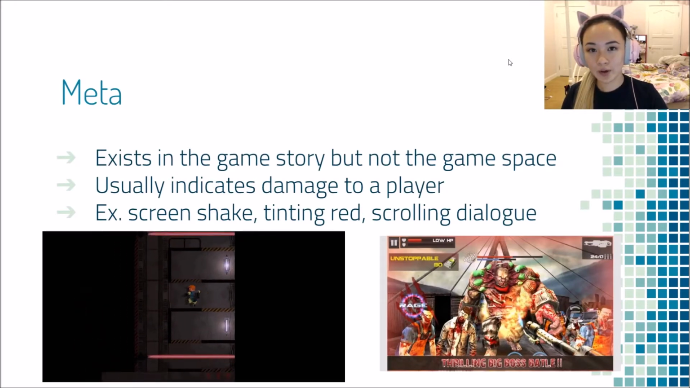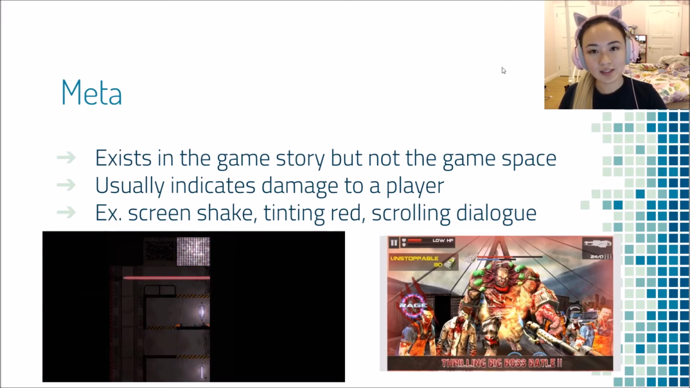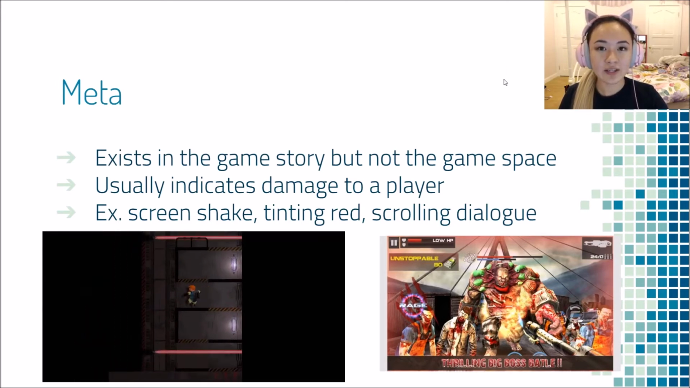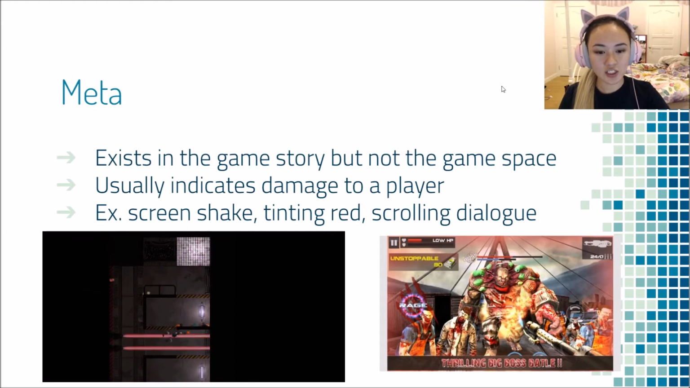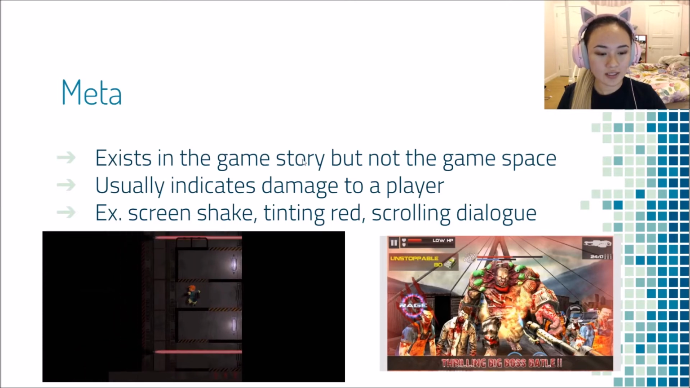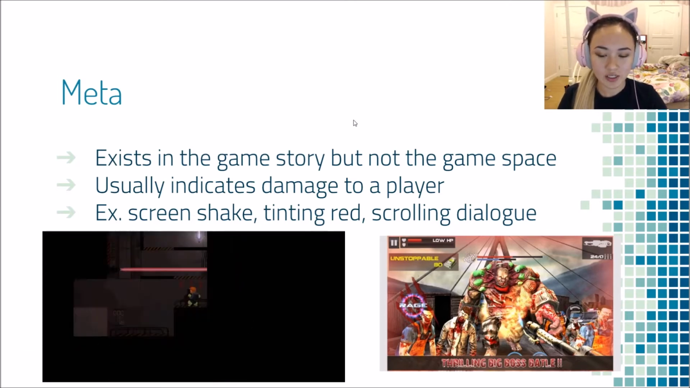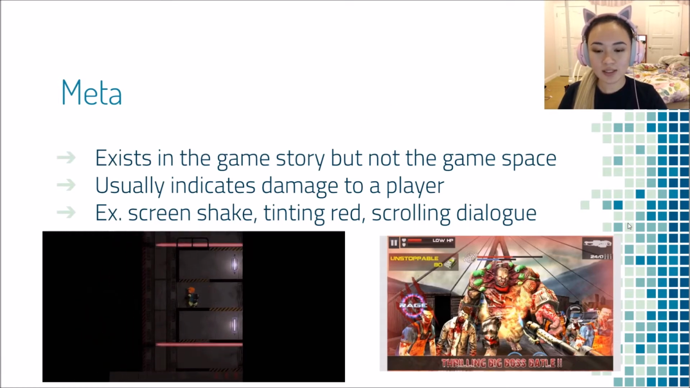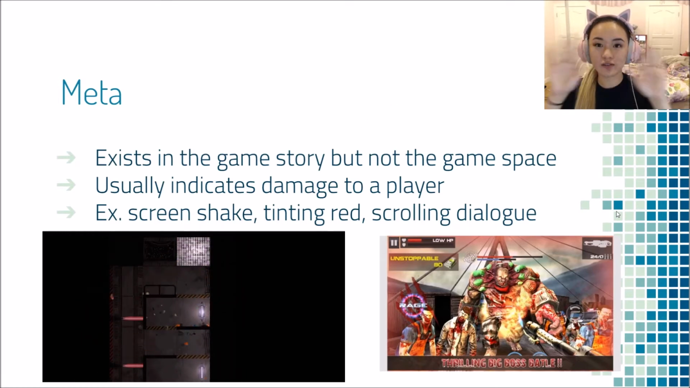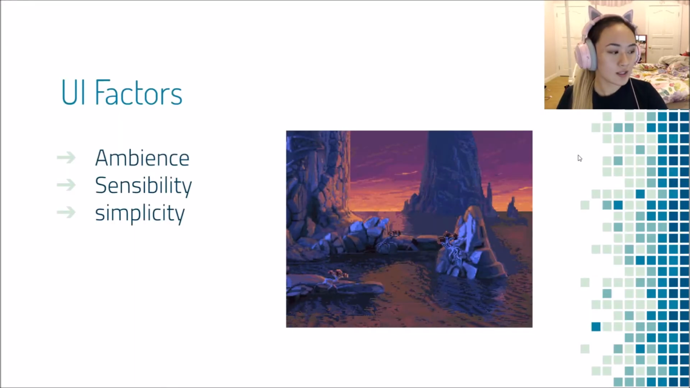Meta components are components that exist in the game story, but not in the game space. They usually indicate damage to a player. Some examples of this component include screen shake, the screen tinting red, and scrolling dialogue. So here you can see in the lower left-hand corner, you can see the screen kind of shake once the player takes damage. And in the right-hand screen grab, you can see the player's screen is kind of tinted red from bleeding. And UI factors include ambience, sensibility, and simplicity.